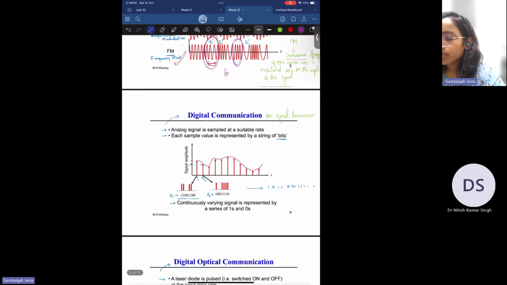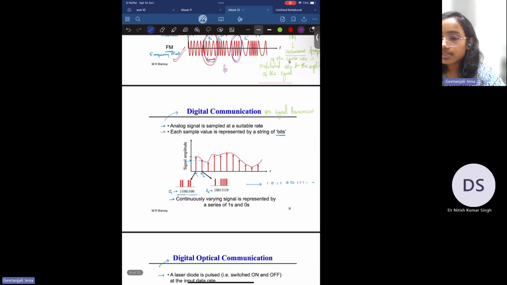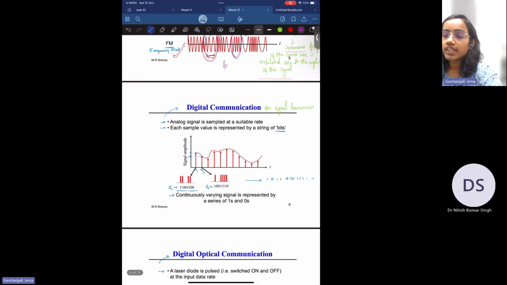But now we widely use digital communication for signal transmission. Instead of modulating the amplitude and the frequency of a carrier wave, in digital communication the analog signal, that is the signal we want to transmit, is sampled at a suitable rate. We sample the signal at periodic intervals, and at each sampling we represent the information in the form of bits, either 0 or 1.